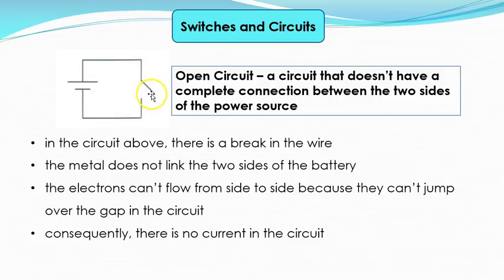You can see to the right side of this drawing that the wire is not touching and that there's a gap. An open circuit is a circuit that doesn't have a complete connection between the two sides of the power source. So there's a break in the wire, and the metal doesn't link the two sides of the battery or the power source. The electrons can't flow from side to side because they can't jump over the gap in the circuit. Consequently, there would be no current in this circuit. Now, if I push the piece of wire down to join the wire below, the circuit will be closed and current would flow.